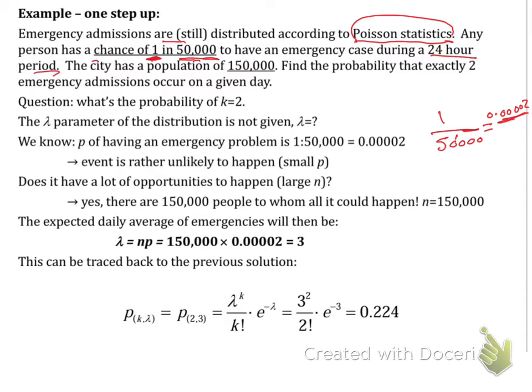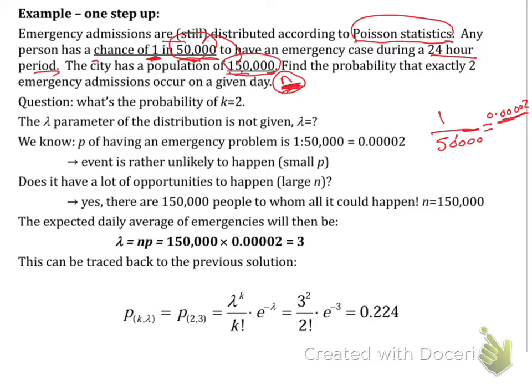The city has a population of N, which is 150,000. So it's a very big population, so it is more than the chance. The chance is 1 in 50,000, but here I have 150,000, which is 3 times this one. So there's a big opportunity here because the population is a big number.